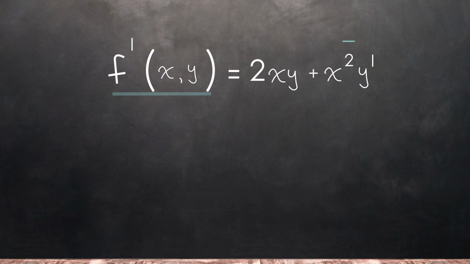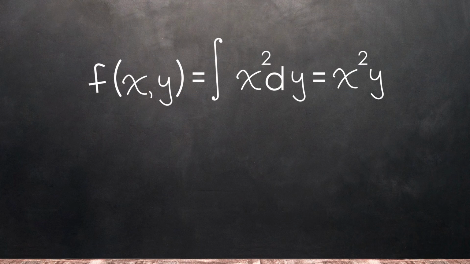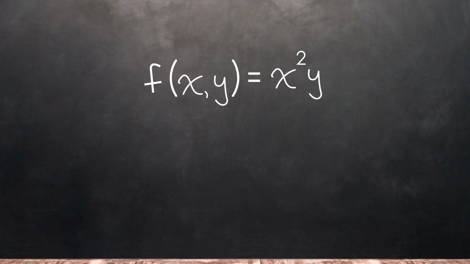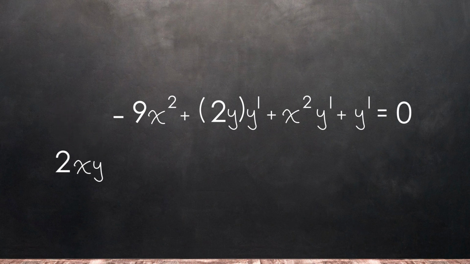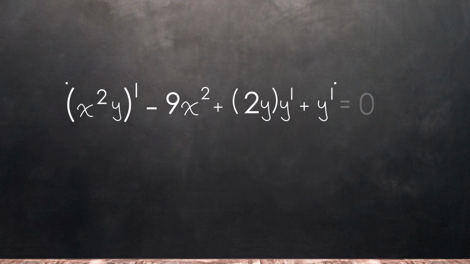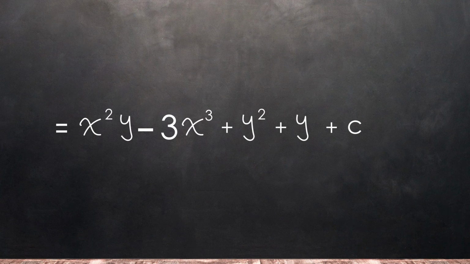To solve for f, we simply integrate the coefficient of y prime with respect to y. In this integral, we do not need to add the constant c after integrating. Therefore, f is x squared y. All we have left to do is rewrite our differential equation with f and integrate. And we have our final answer.